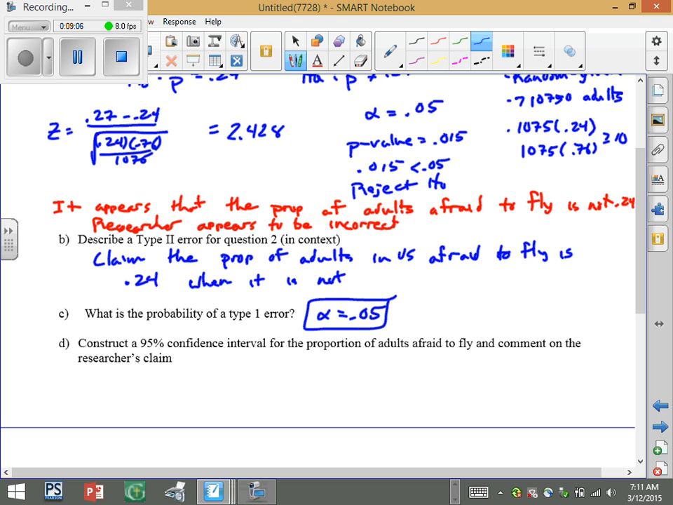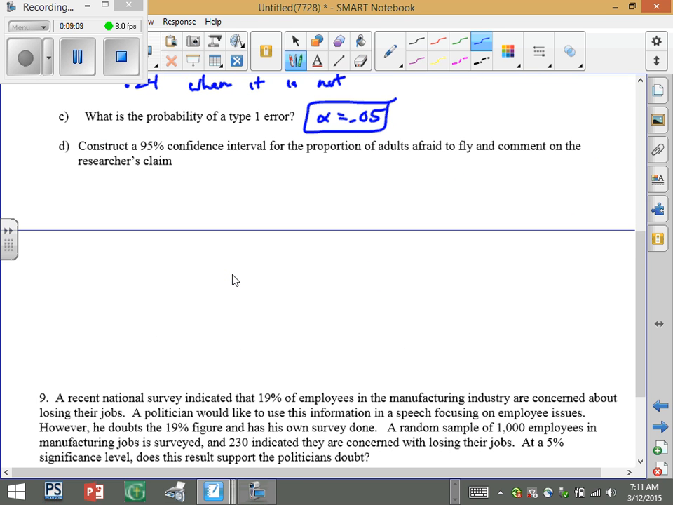Construct a 95% interval. So again, what you could do here, just go ahead and pause the video for just a moment. I'm not going to walk through it, and if you'll hit pause, I'll put the answers up in just a second. So hit pause. Seriously, hit pause. Go hit pause.